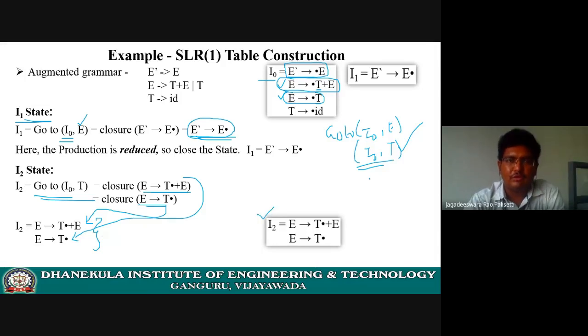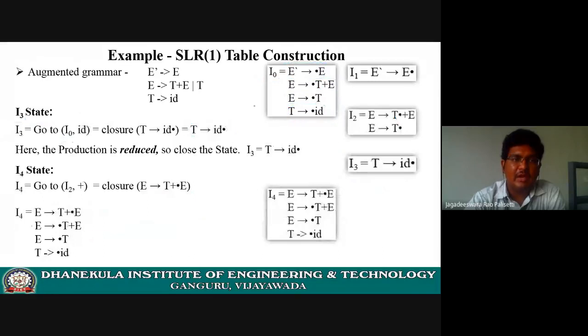Similarly, what do I have to do? I need to perform goto on I0 with respect to terminal id, meaning taking this particular production and performing the goto function. Am I clear? It will generate a new state. I am considering that as I3. So I3 is this one. That particular production is considered and the dot is moved. So I get this one. So I completed I0, because I0 generated I1, I2, and I3.